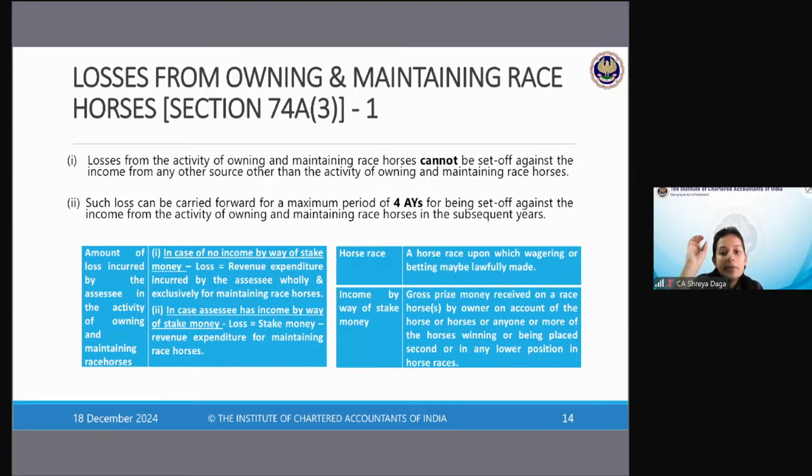And if you could not use it, then 4 years is the limit that you can carry forward, because lawmakers do not encourage this kind of activity. Any activity where the income is based on an element of luck, they do not encourage too much, right? But you treat it as an income from other sources. There is no head like racehorses.